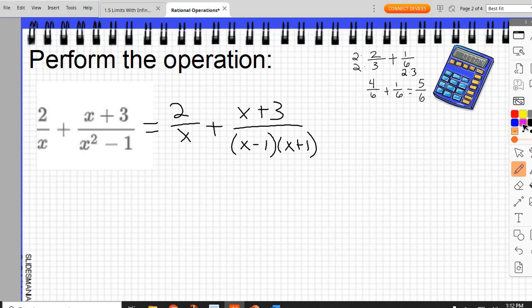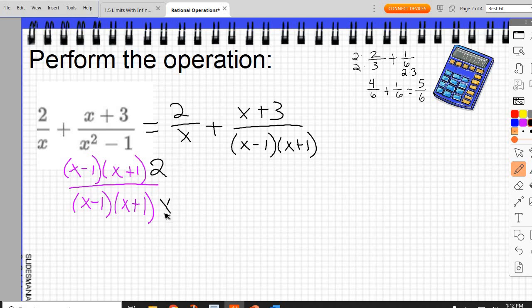x minus 1, and yeah, so we need to multiply that first one by an x minus 1 and an x plus 1 on the top and the bottom, because that's what's going to be missing from the common denominator. Now, what do we need to multiply the second one by? Or what is it missing? x. Just an x.